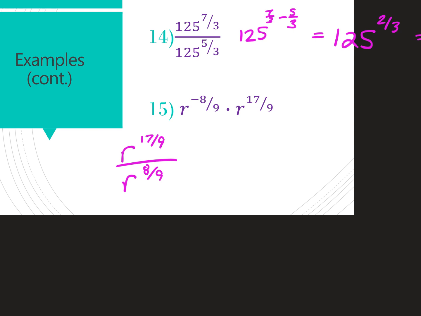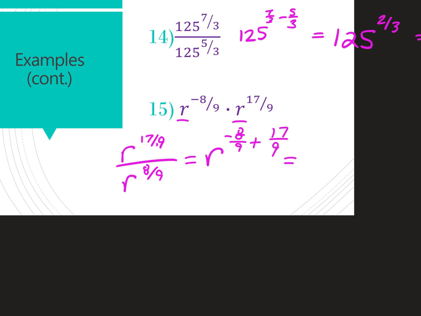Subtracting them. Well, if I look at this initially, I'm multiplying same base, so what would I do to the exponents? I'd add them. If I add a negative number, that's the same as what? Subtracting. So some of you are going to say, well, I saw it this way. Some of you are going to write it that way. It doesn't matter. Both of those are mathematically correct. I'm going to just keep it as r to the negative 8/9 plus 17 over 9. You could have done it the other way. You could have said r divided by and then took 17 over 9 minus 8 over 9. It's the exact same thing.